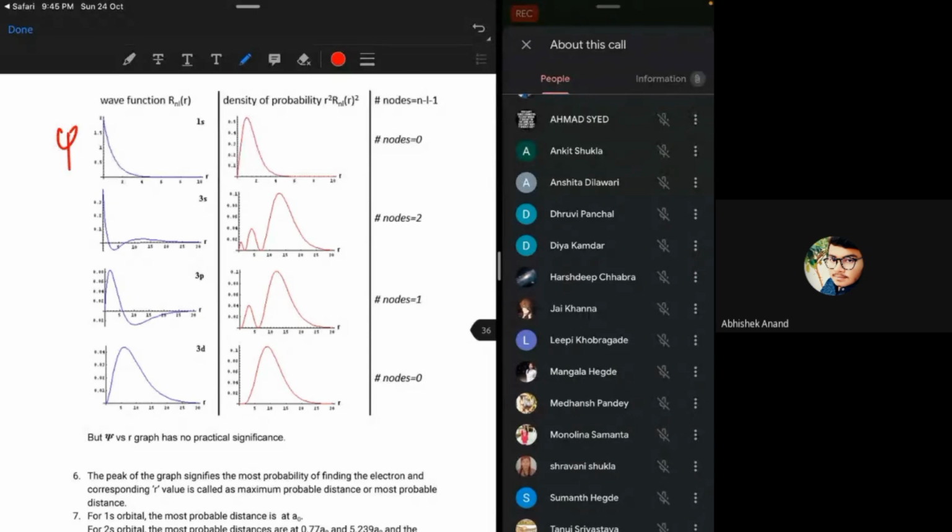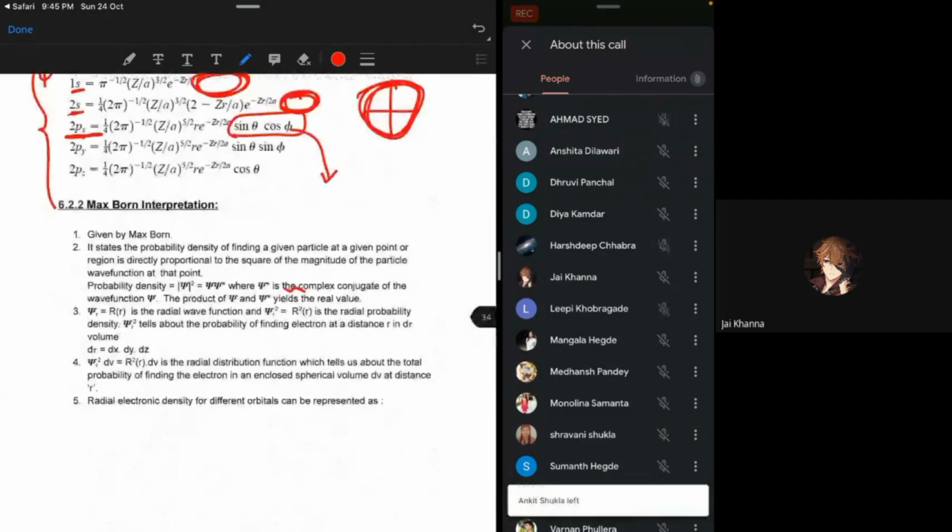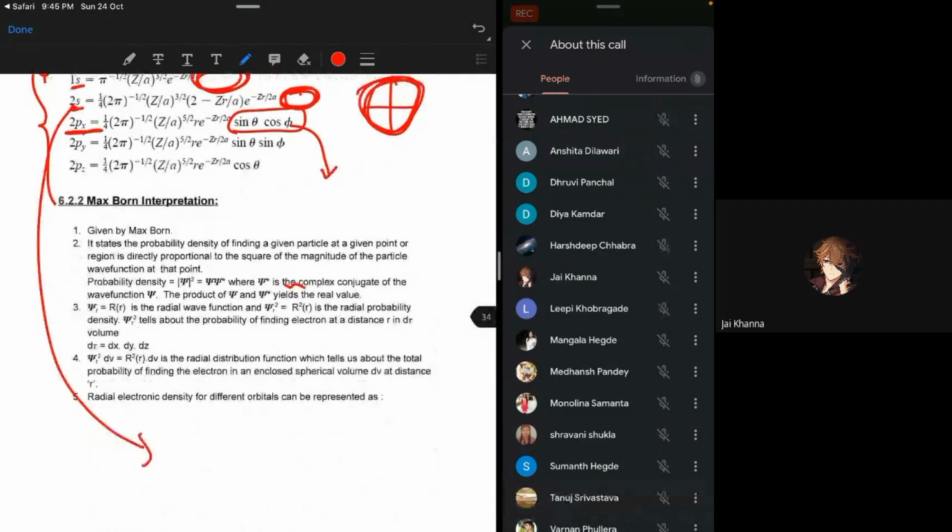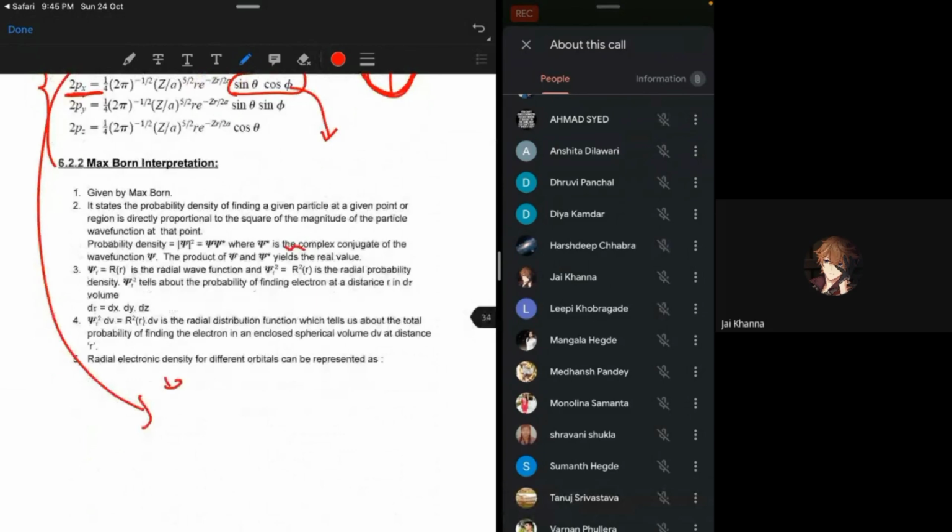You know that this is psi and this is radian. There is a node here and a node here, and you can also convert this into probability. Now let me give you, let's say, psi 2s. What is psi 2s?